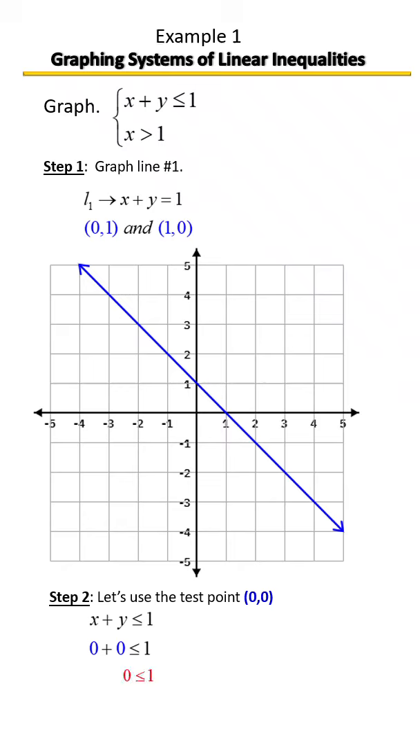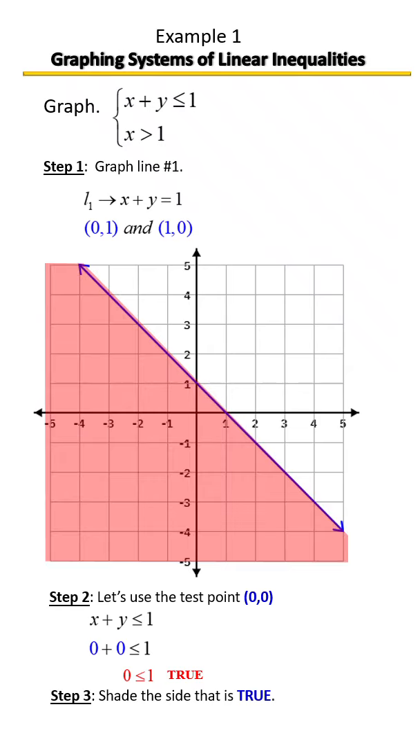When you get it to where you have one number on one side and one on the other, you read the statement. This statement says that 0 is less than 1. That is true. 0 is less than 1. And because that is true, this is where our test point is. Our test point happens to be located below the line, and so that is the region that we're going to shade.